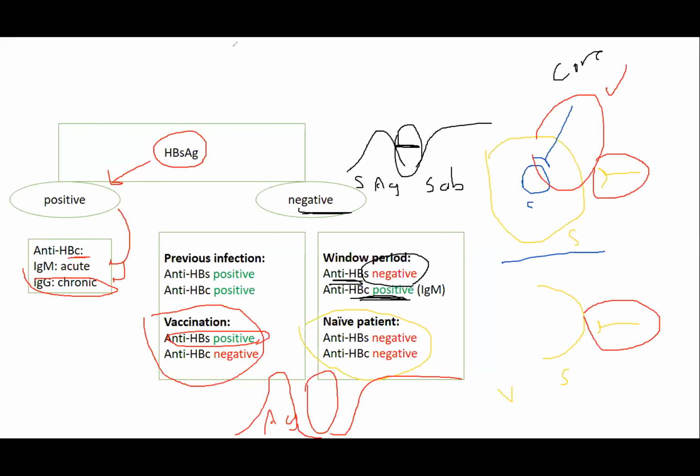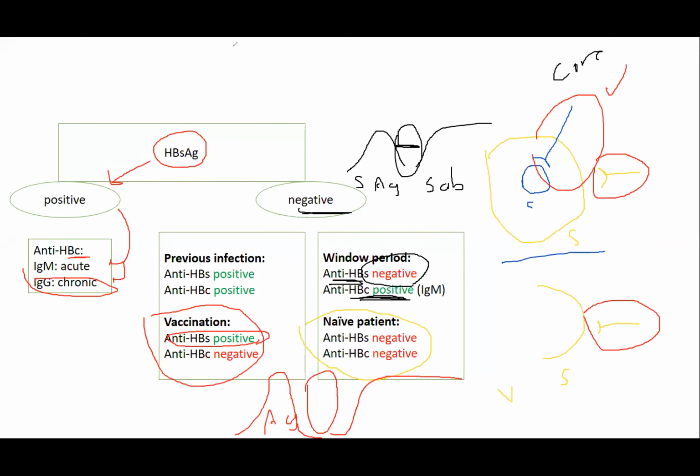What's the clinical significance of the window period? The clinical significance is that only the core will be positive. So when you do the tests, you will think that okay, no surface antigen and no surface antibody, there is nothing. Yeah, there was something. So always test for the core.